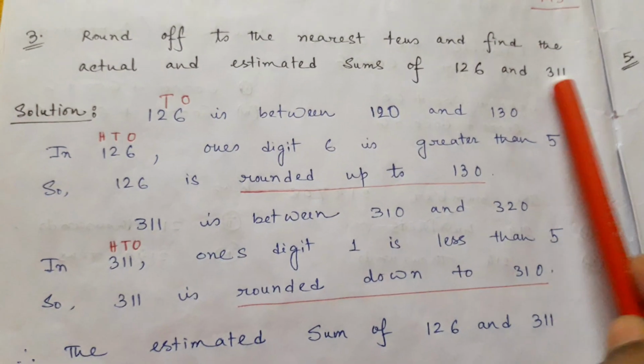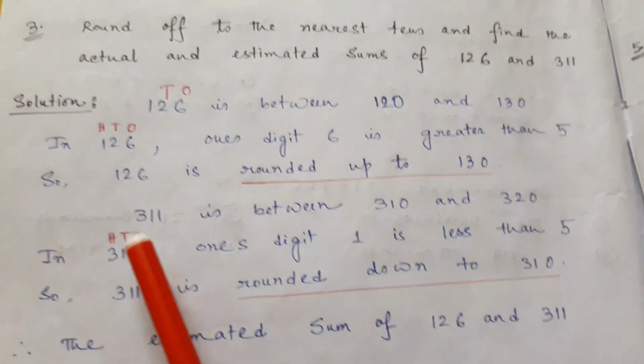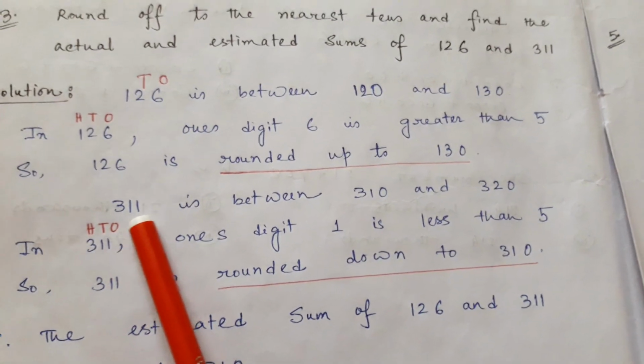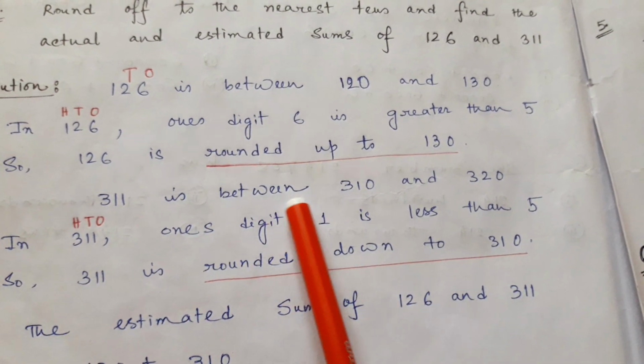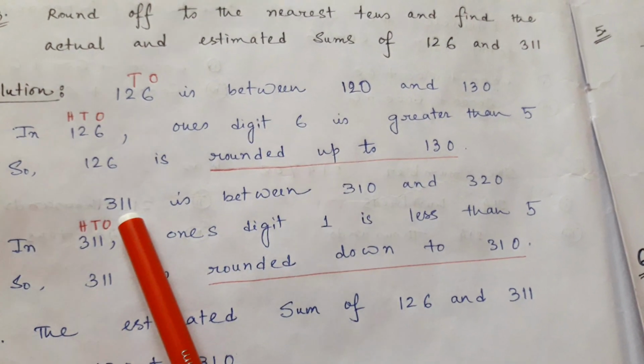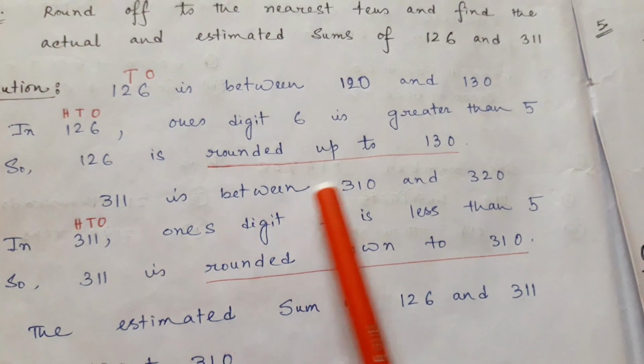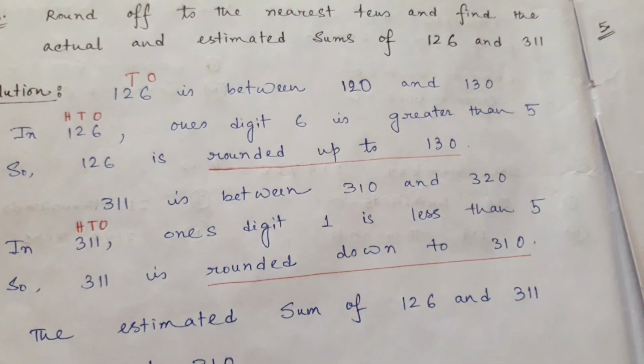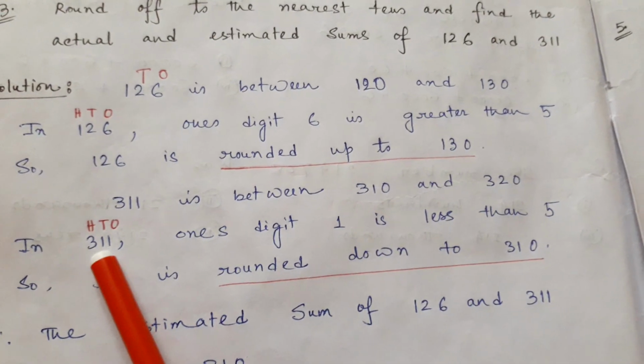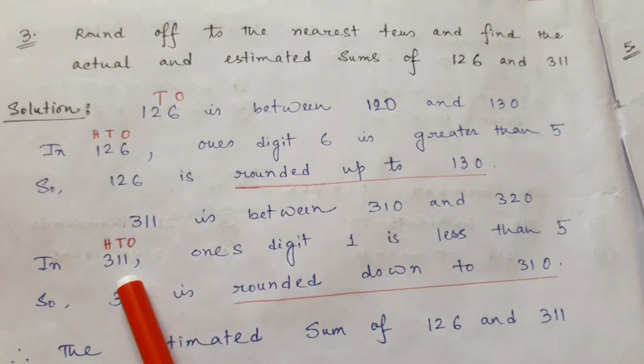Okay, now in the case of this number 311, again we have to write this number between those numbers which are its nearest tens multiples. So 311 is between 310 and 320. Now you are rounding off this number to the nearest tens place.